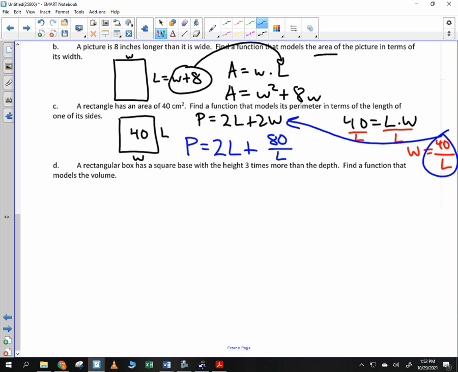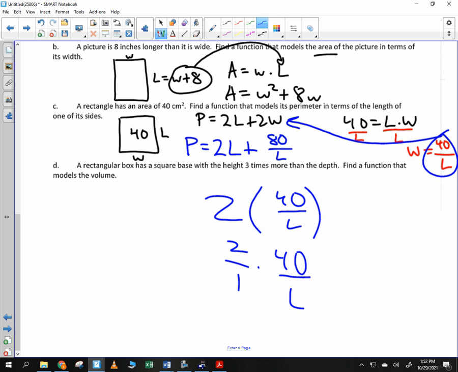Do I need to show that? Oh, it could be 2 times 40 over L. This is 2 over 1 times 40 over L. Multiply the top, multiply the bottom. Better? You try letter D on your own. Go. You're super smart. You're the best of the best. You can do it.